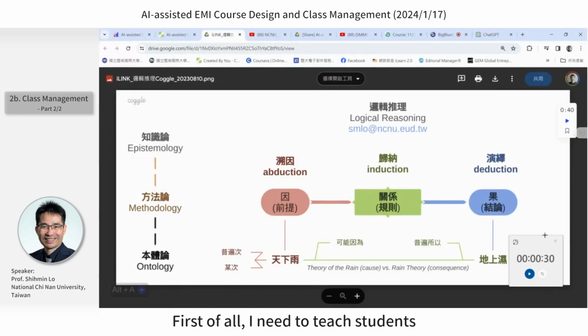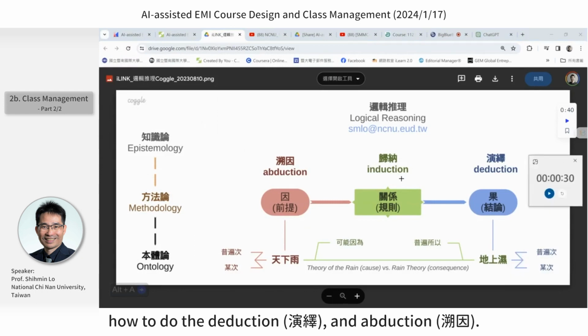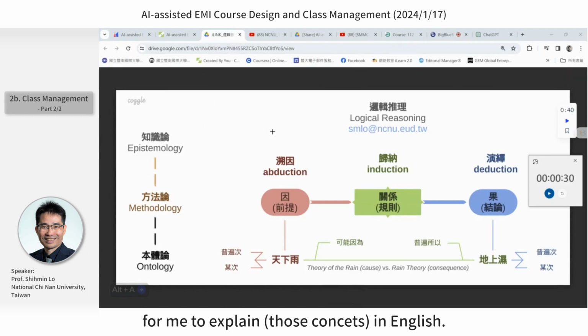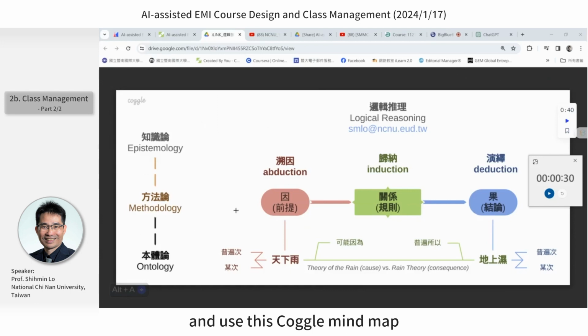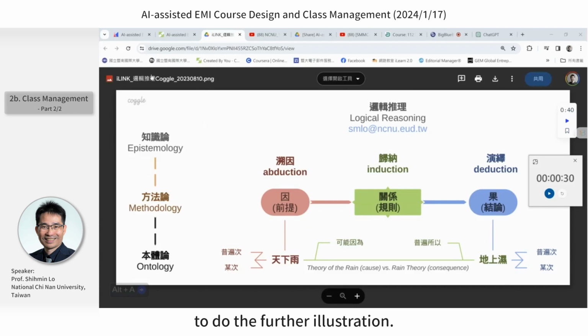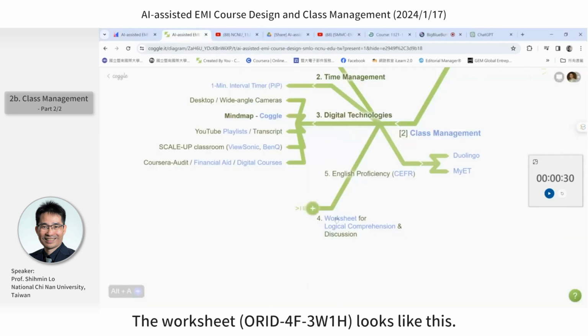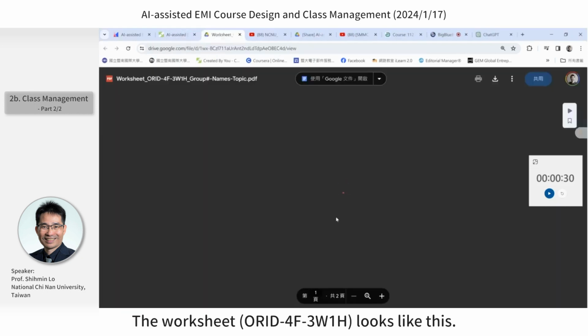So first of all, I need to teach students how to do induction, how to do deduction and abduction. Okay, and of course, it's not that easy for me to explain in English. So I will do translanguaging. I will change my lecture language into Mandarin Chinese and use this cargo mind map to do the further illustration. Okay, and the worksheet looks like this.